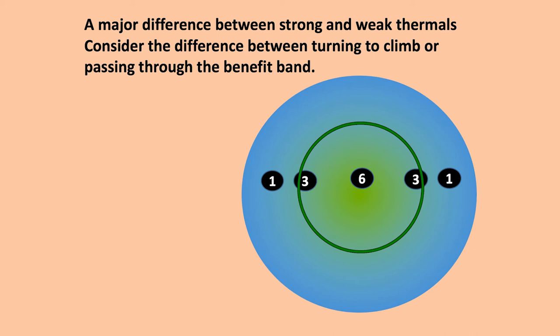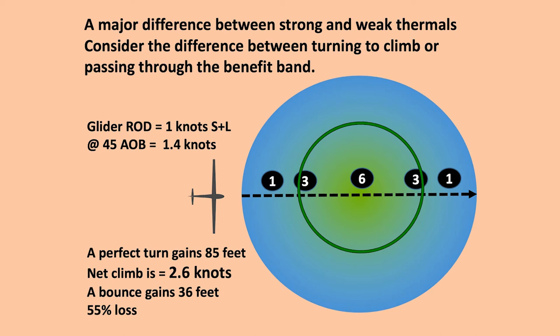So here I am cruising through quite a strong thermal. The glider rate of descent straight and level is 1 knot again. At 45 degrees, it's 1.4 knots. A perfect turn gains 85 feet, which gives a net climb of 2.6 knots. A bounce gains 36 feet, so actually a 55% loss on what we would have gained if we'd stopped to climb in it. But we still get a net climb.